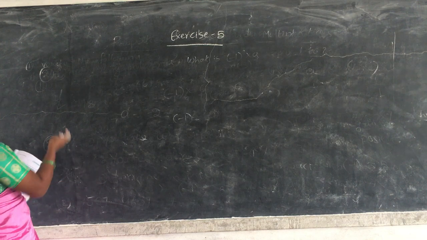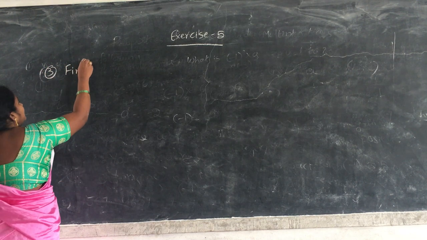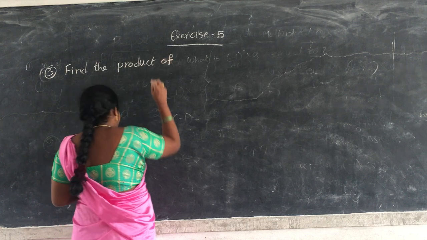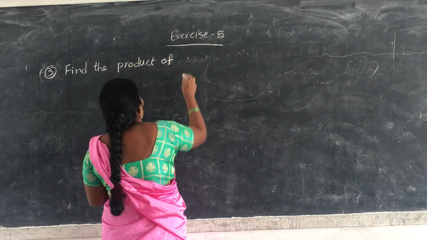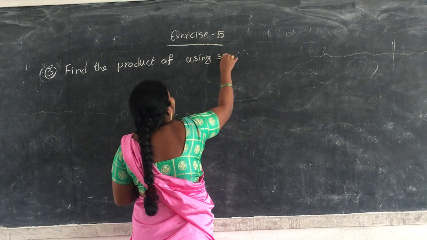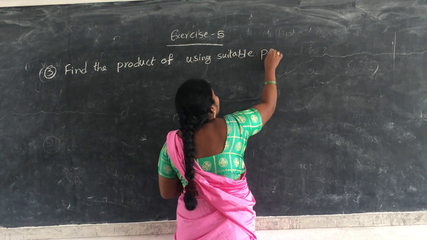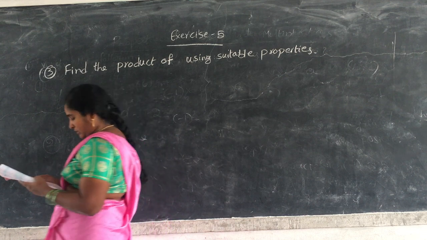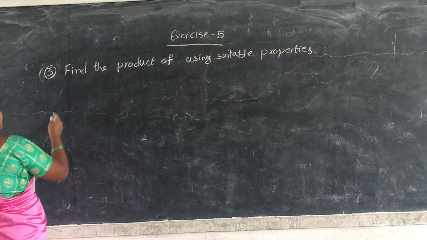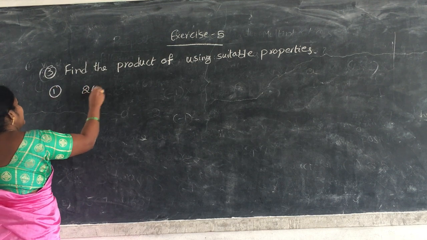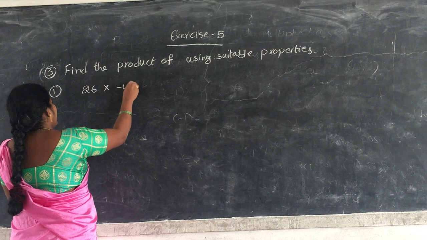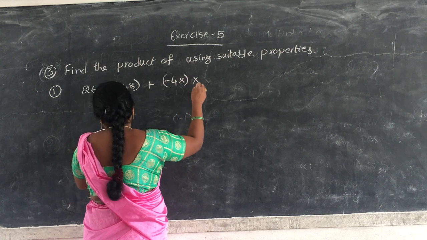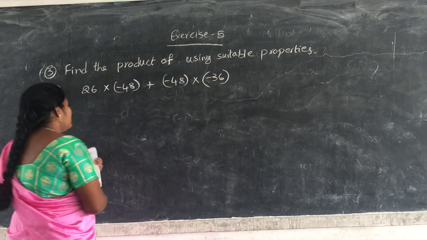Find the product using suitable properties. Third one. Find the product using suitable properties. How to do it?